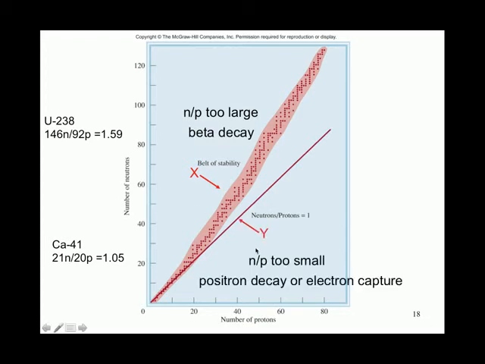Well, if we're down here where the neutron to proton ratio is too small, then we have to go the opposite way. We have to change protons to neutrons. That can happen by positron decay or by electron capture. Now in electron capture, an electron gets close to the nucleus and it's captured by a proton. When that happens, the proton becomes a neutron, and that shifts the ratio a bit, making it larger.